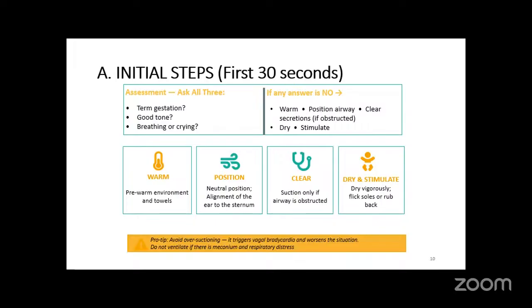We also have to clear the secretions. We use our bulb syringe to take out any secretion from the mouth and the nostrils to permit the baby to breathe. And lastly, we have the drying and the stimulation. I told you stimulation is rubbing the back, flicking the toes, just to get the baby to react.